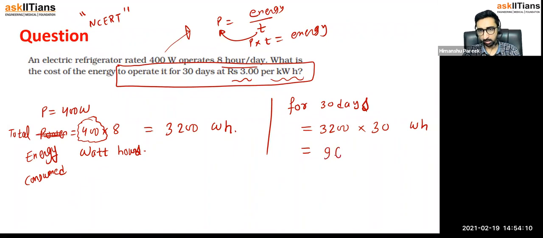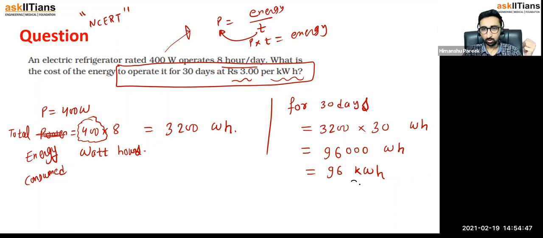So 96,000 watt hours. I can write this as 96 kWh, because 1000 is nothing but kilo. That's the meaning. 10 to power 3 means kilo, 10 to power 2 means hecto, 10 to power 1 means deca, 10 to power 6 means mega, 10 to power 9 means giga, 10 to power 12 means tera. So basically, kilo means 1000, so 96 kilowatt hours. This is the amount of total energy which is being consumed by the refrigerator.